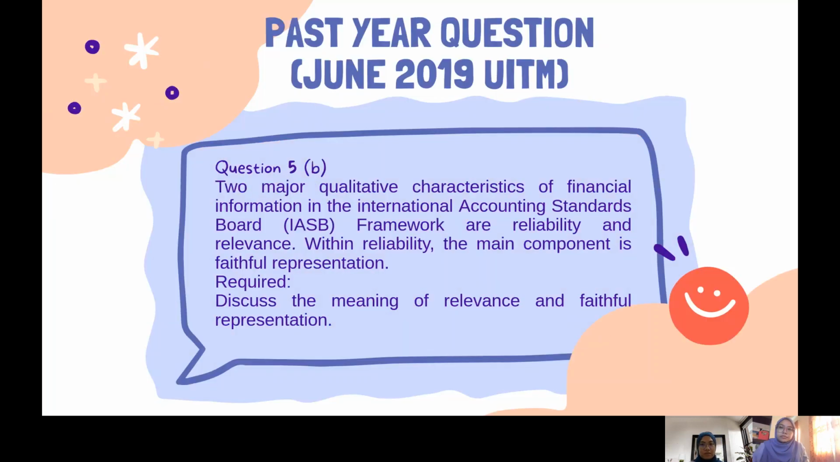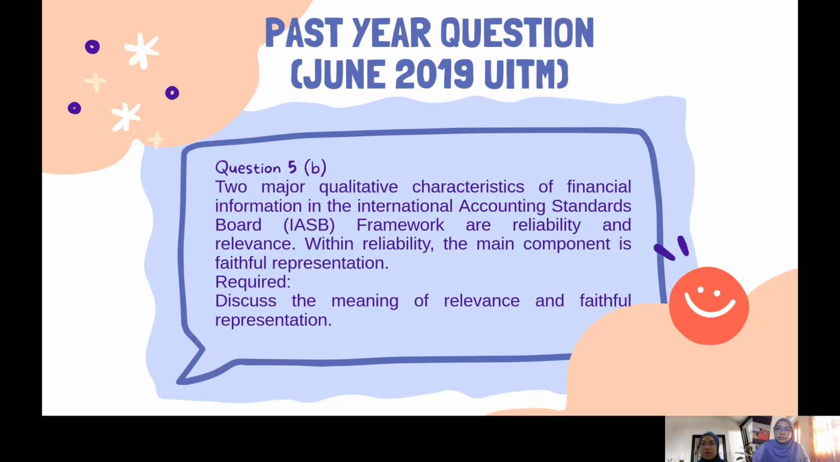The last part is the past year question, from UiTM, June 2019, question 5B. Two major qualitative characteristics of financial information in the International Accounting Standards Board (IASB) framework are reliability and relevance. Within reliability, the main component is faithful representation. Discuss the meaning of relevance and faithful representation.